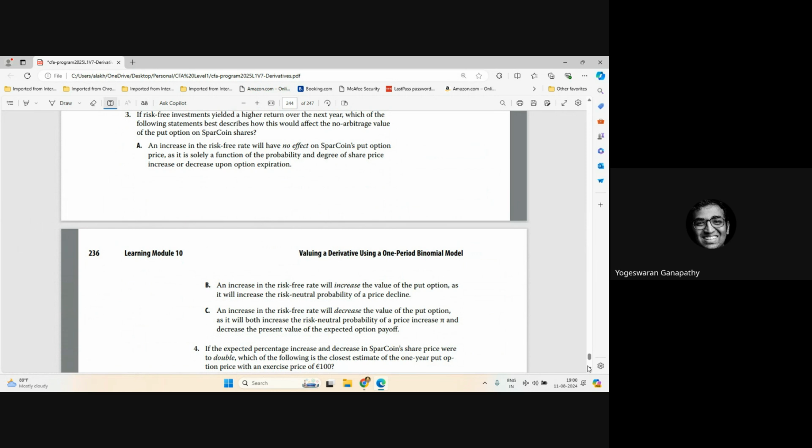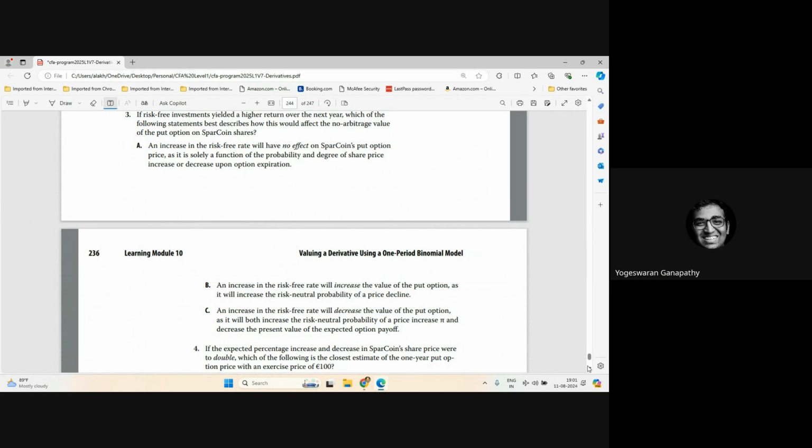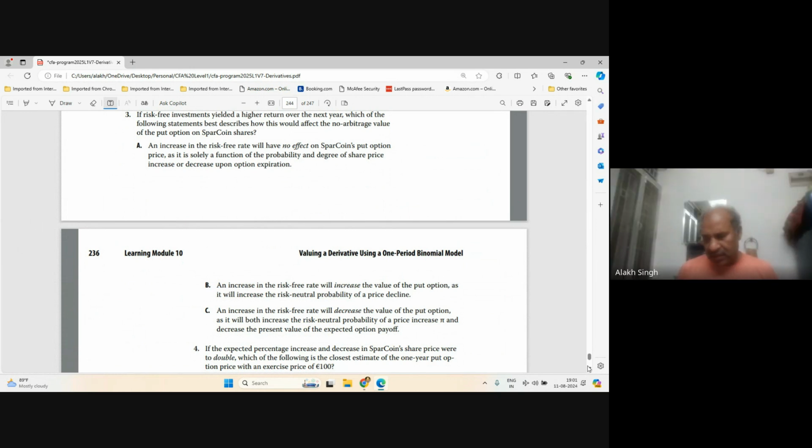I think R is always in the formula, whether we calculate pi or the other thing. So it's in the denominator. So if R increases, the whole value will decrease. That's for sure, C. And C will also increase this probability.